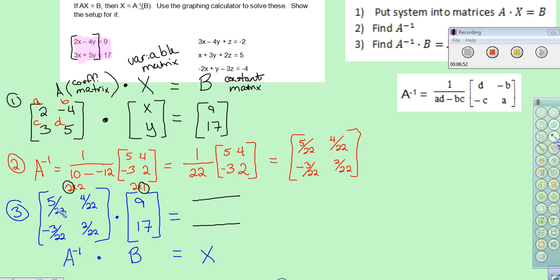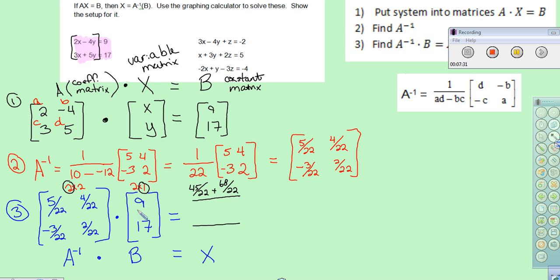Alright, so we're going to take 5 over 22 times 9. Remember, all we're really going to do is multiply the numerator times the numerator, and so we get 45 over 22 plus, we take the second term times the second term. So first row times first column. 4 times 17 is 68. So I get 68 over 22.